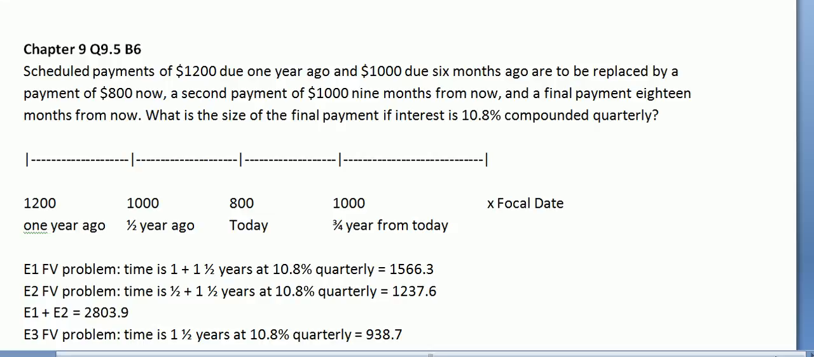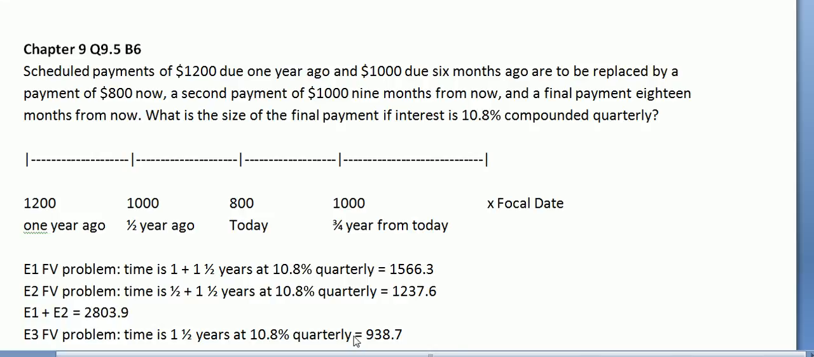This is the screencast for Chapter 9, question 9.5 B6. This problem is not as difficult as it looks because they're all future value problems to work out. We have to bring a number of sums forward to the focal date. As before, it's essential to get the timelines sorted out and to separate your borrowings from your repaying.